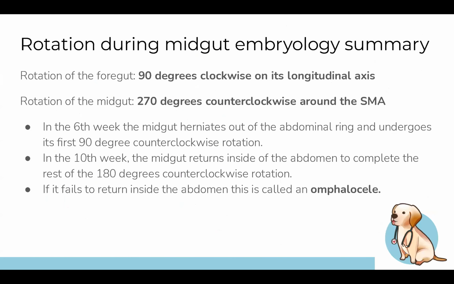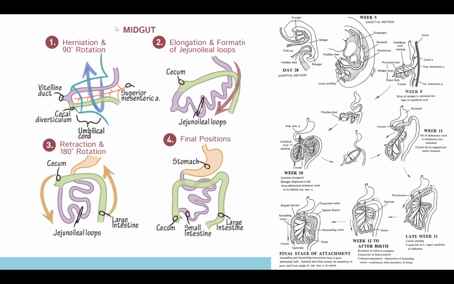I think the next slide has just a summary of the rotation, if you need to memorize it. It rotates around the superior mesenteric artery. Remember that I mentioned before that the superior mesenteric artery, SMA, is the artery supplying the midgut. So it's really, really important to know that it rotates around the SMA.